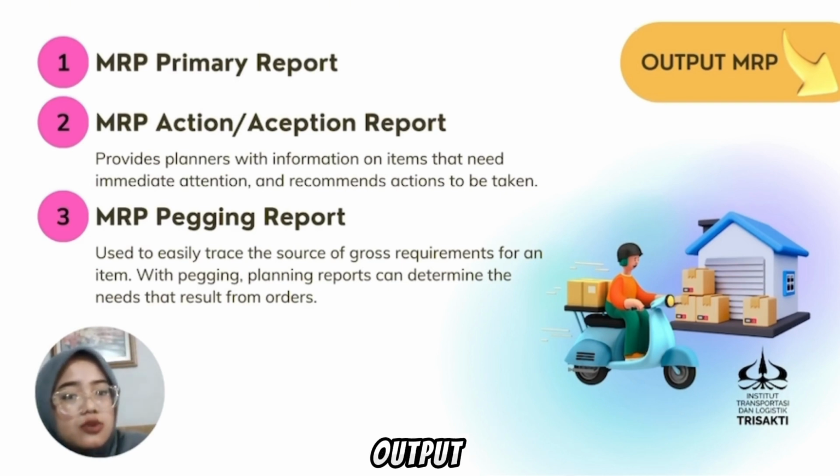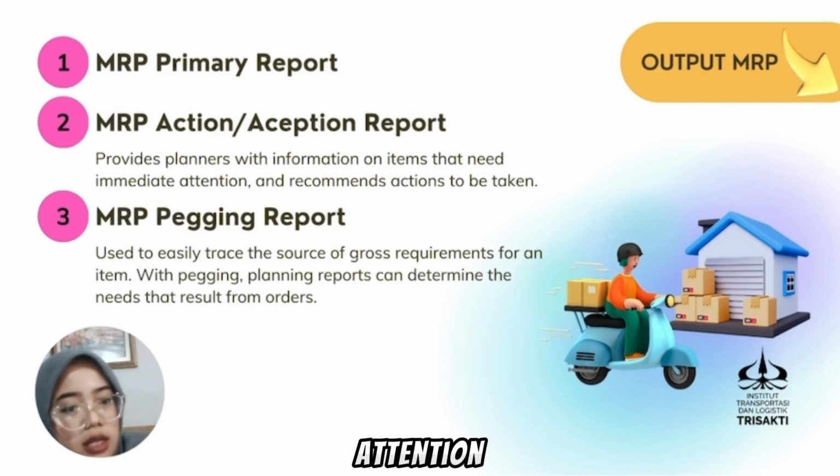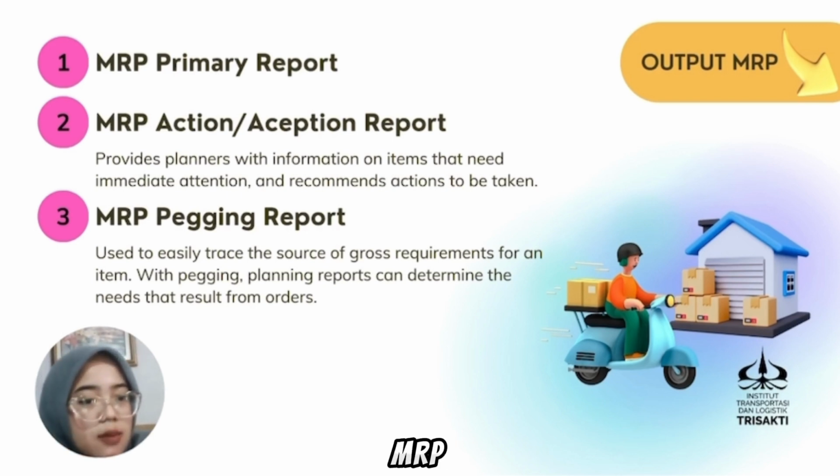There are the outputs of MRP. First is the MRP primary report. Second is the MRP action or exception report, which provides the planner with information on items that need immediate attention and recommends actions to be taken. Third is the MRP pegging report, used to easily trace the source of gross requirement for an item. With pegging, planning reports can determine the needs that result from orders.